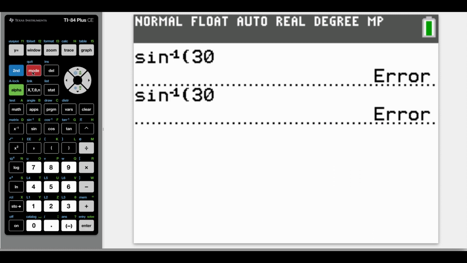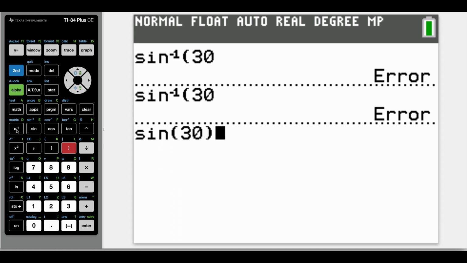But if I go back to my home screen, now there is actually a button on my calculator that I can use to help me evaluate this reciprocal function. So we're dealing with the sine of 30, but instead of finding the sine of 30, we said we wanted to find the cosecant, which is the reciprocal. So what I need to do is I need to close my parentheses because I'm done with this sine function.